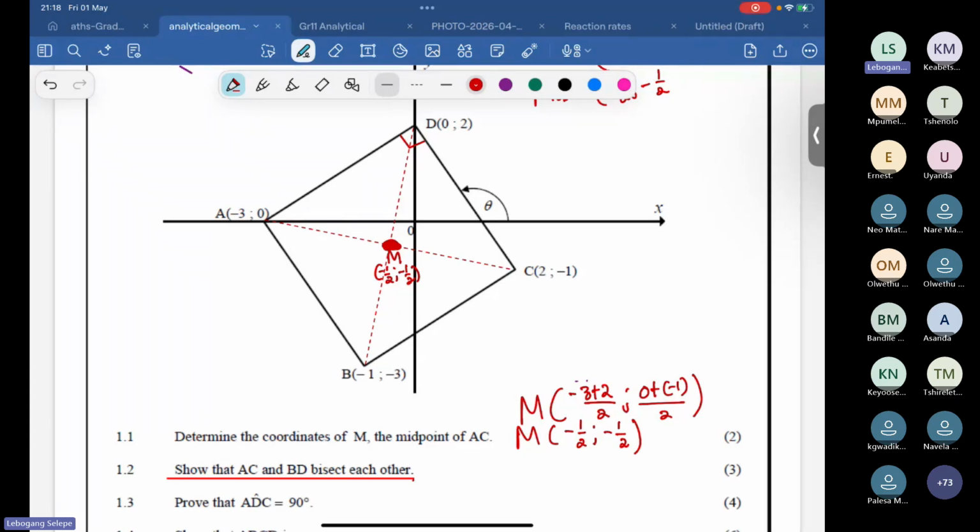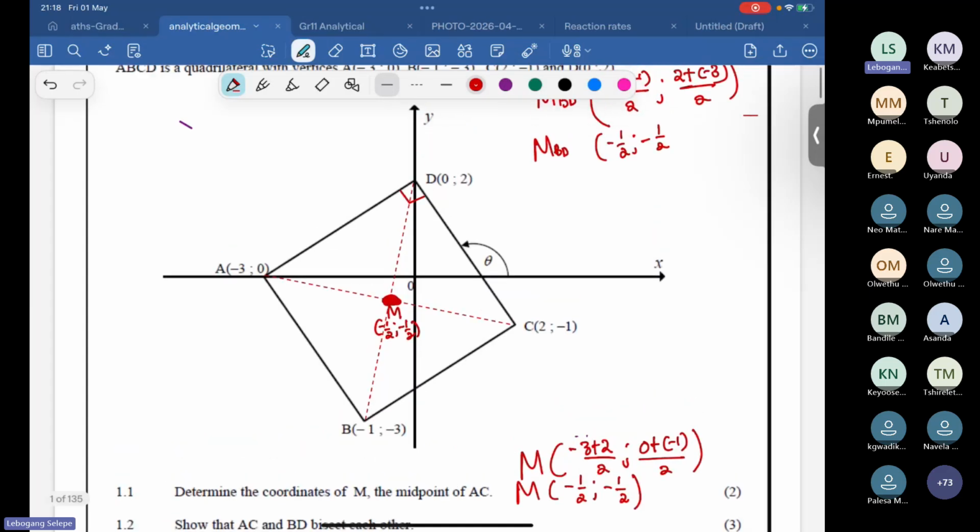So if we can prove that they share the same midpoint, then we would have proven already that they bisect each other. So what we did was to calculate the midpoint of BD to confirm whether it matches the midpoint of AC. And it does, because the midpoint of AC that we calculated in 1.1 was negative half, negative half. Similarly with the one for BD. So the fact that they share the same midpoint is proof enough that they bisect each other. Does that make sense?